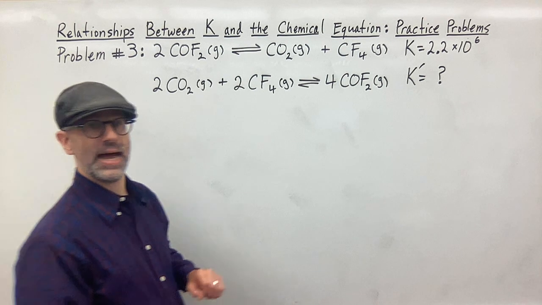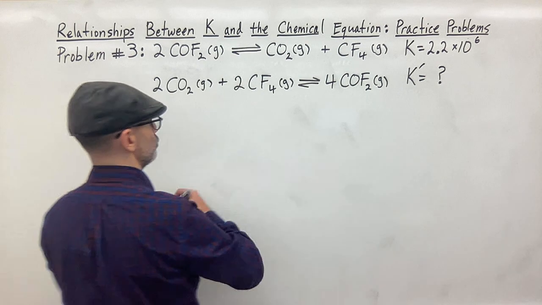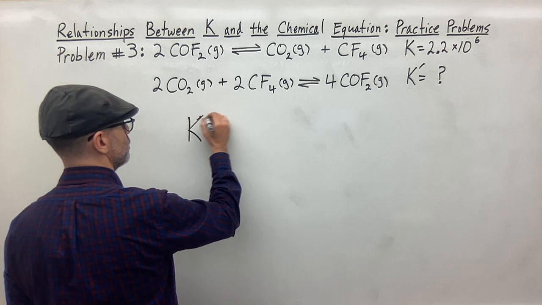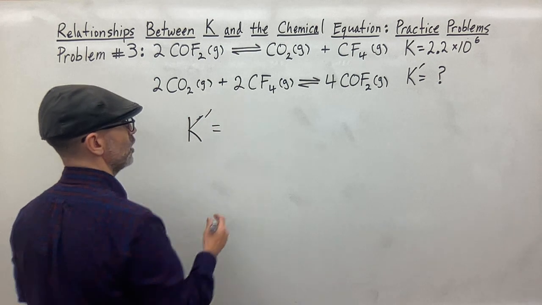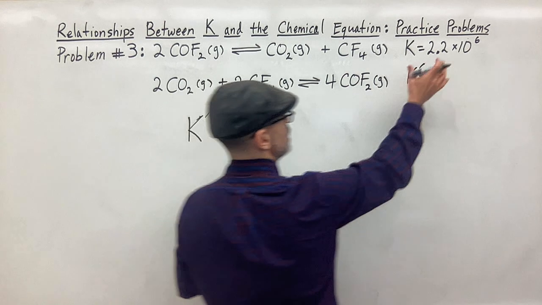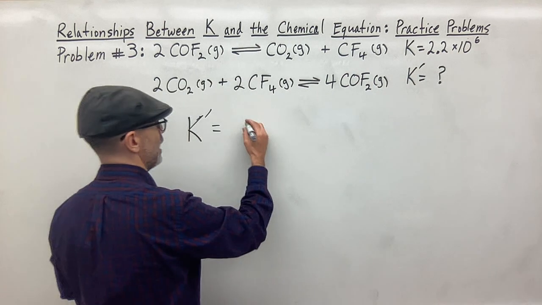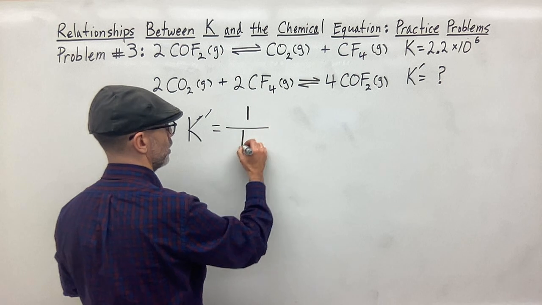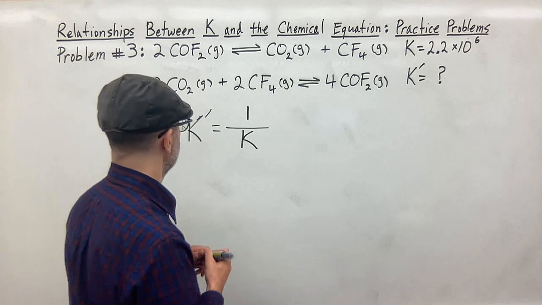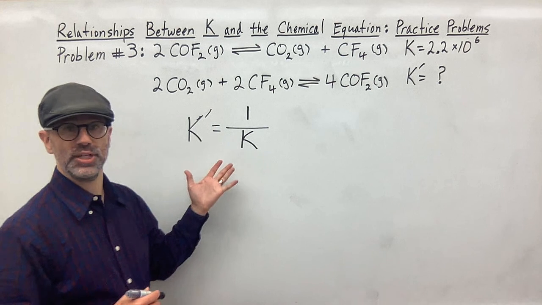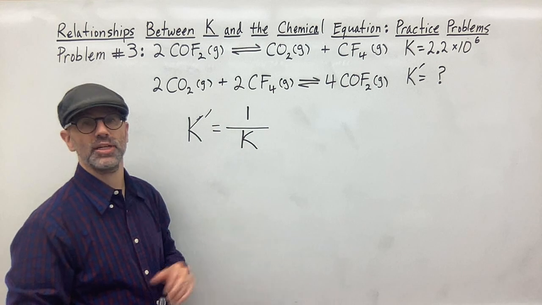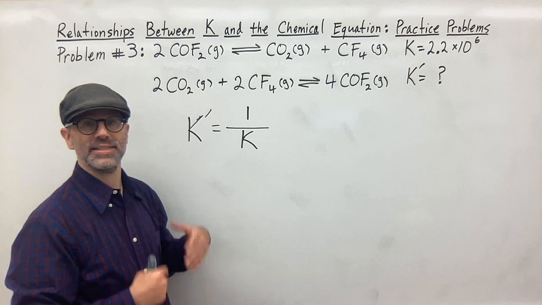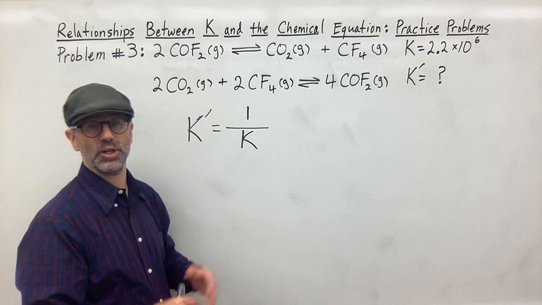So that means that this K value, this K prime, is going to be equal to the reciprocal of this K. So meaning that K prime is going to be equal to 1 over K. So that's because we reversed it. So if you reverse the reaction, then the reaction that you get after you reverse it has a K value that is the reciprocal of the original K value.